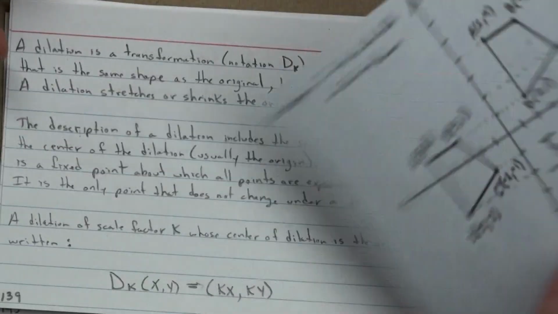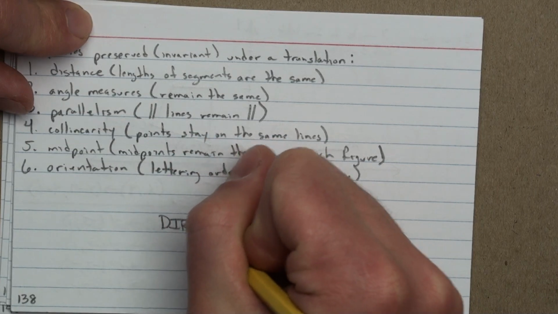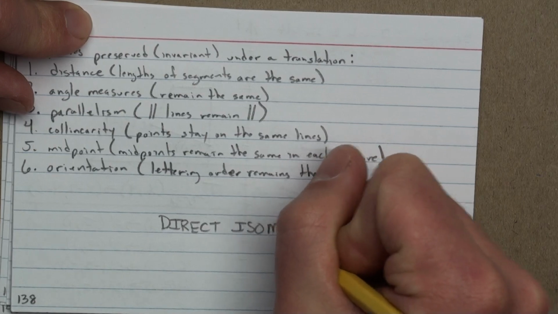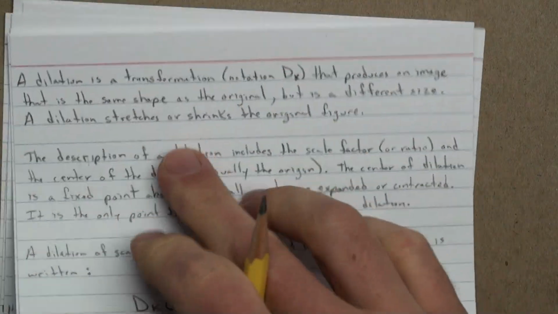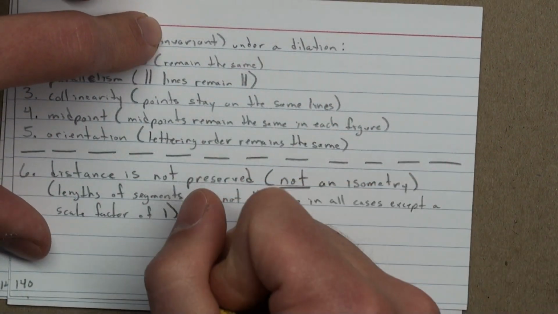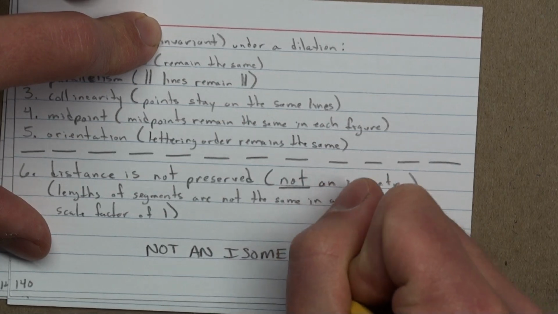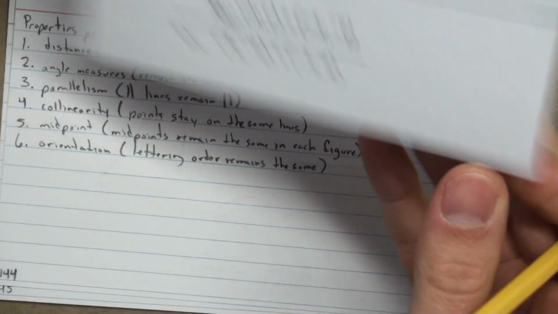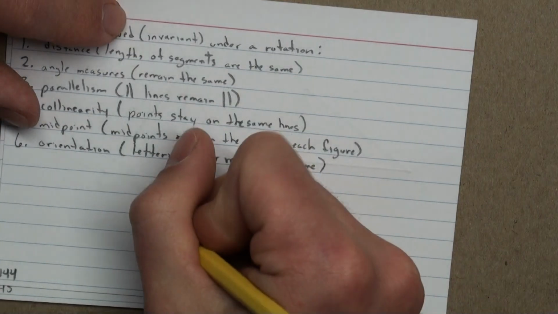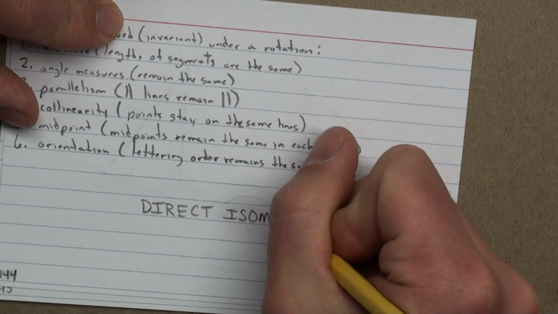So on the bottom of 138, let's write in big letters direct isometry, and then for dilation it is not an isometry, and then for rotation it is a direct isometry.